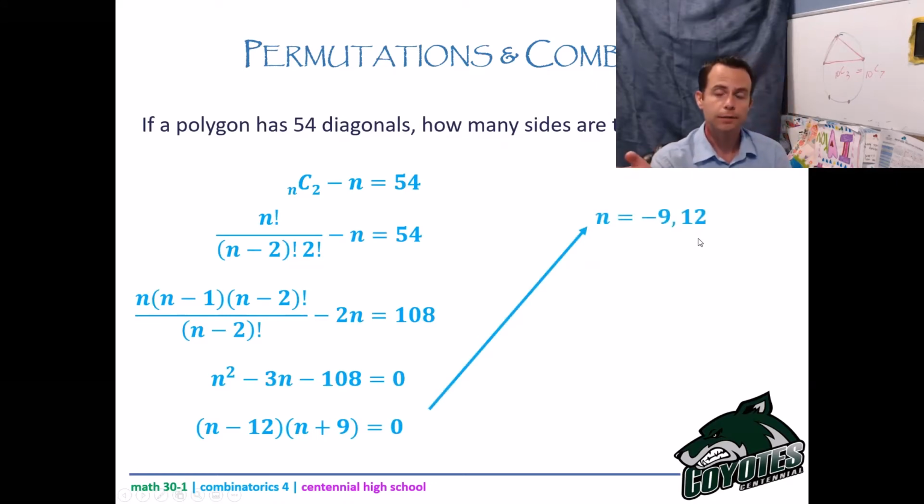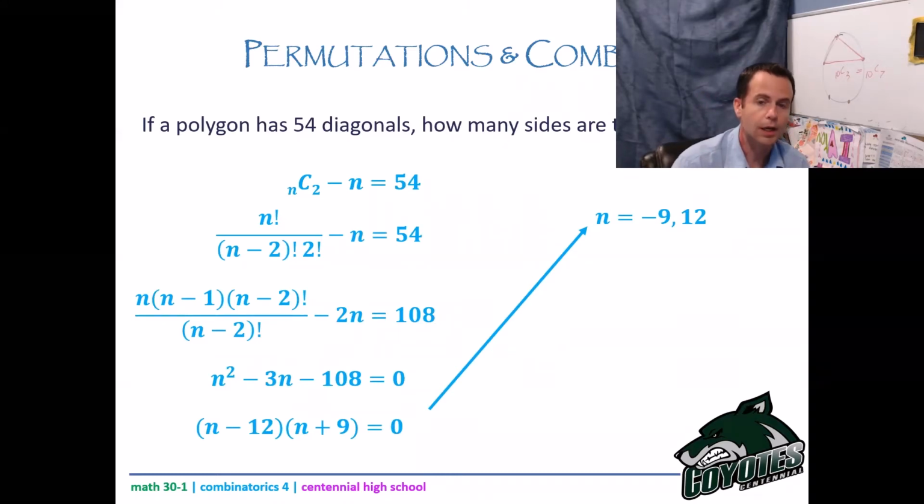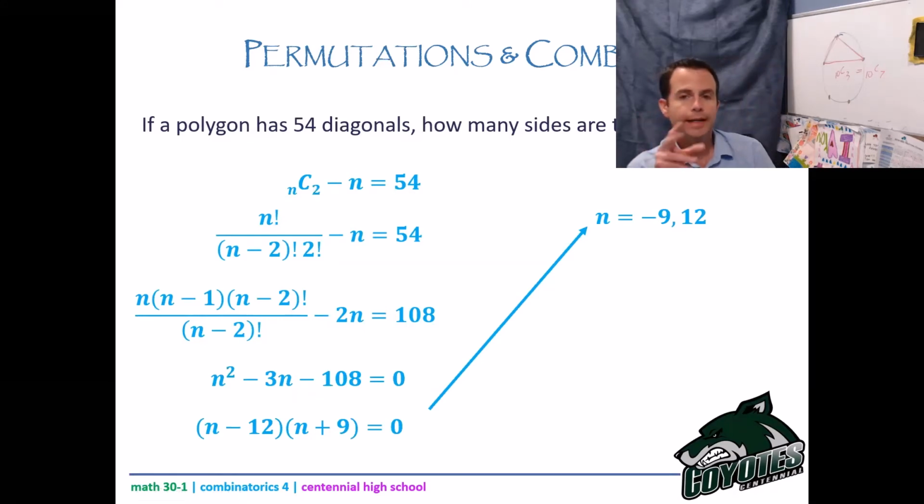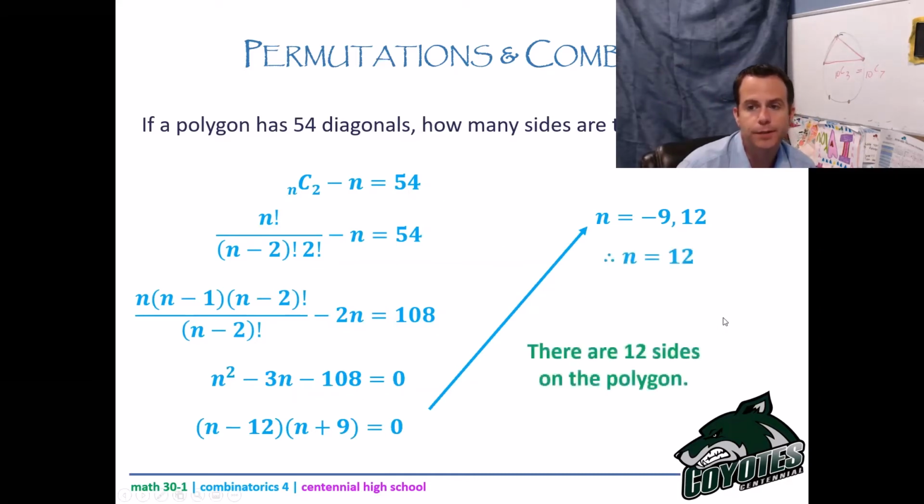but a reminder that n has to be greater than 2 because I can't have less than what I'm selecting. So n has to be greater than 2. It has to be a natural number. Negative 9 doesn't work. My answer is 12. This was a 12-sided polygon. Okay.